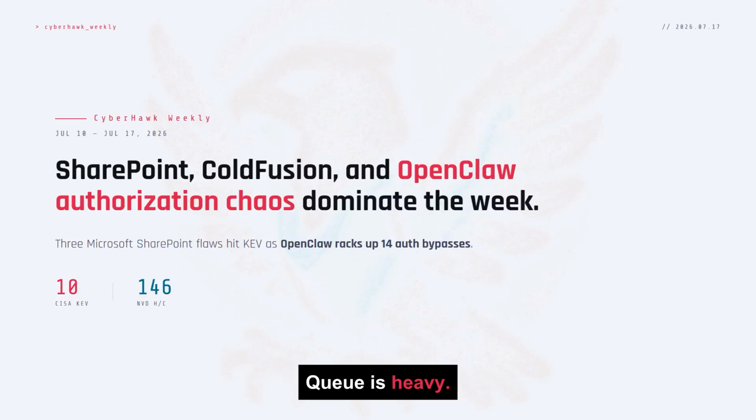This week's patch queue is heavy. 3 Microsoft SharePoint flaws are confirmed exploited in the wild. 1 is an unauthenticated deserialization RCE. 2 are privilege escalation with no authentication required.